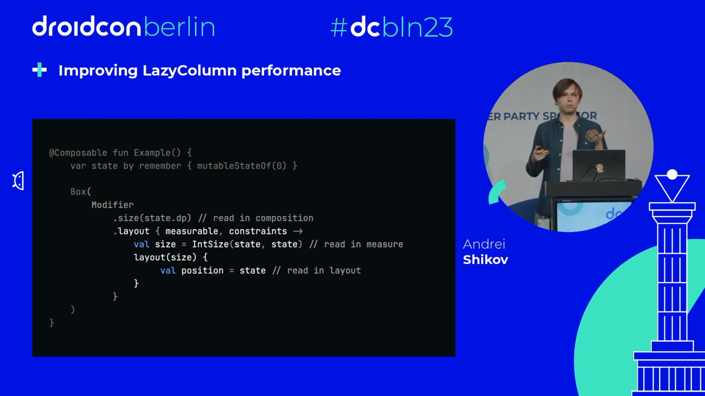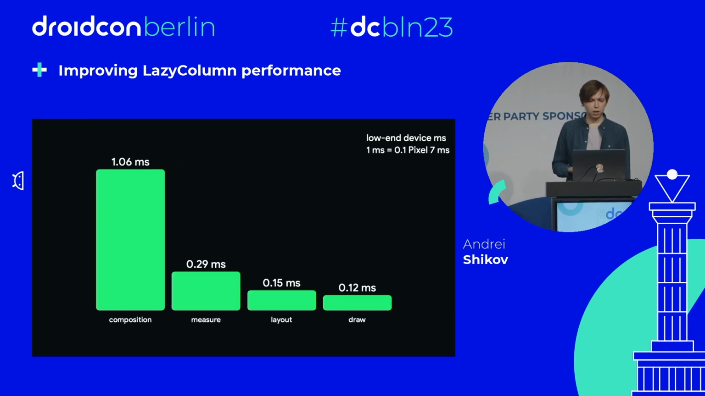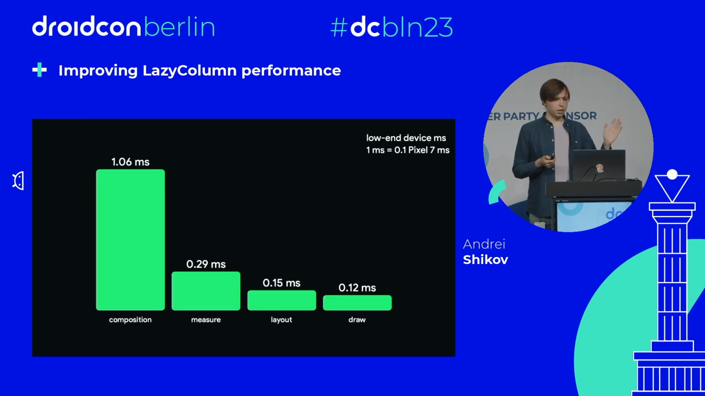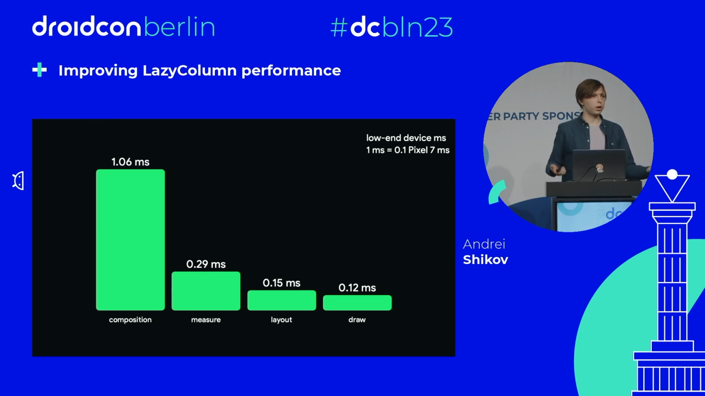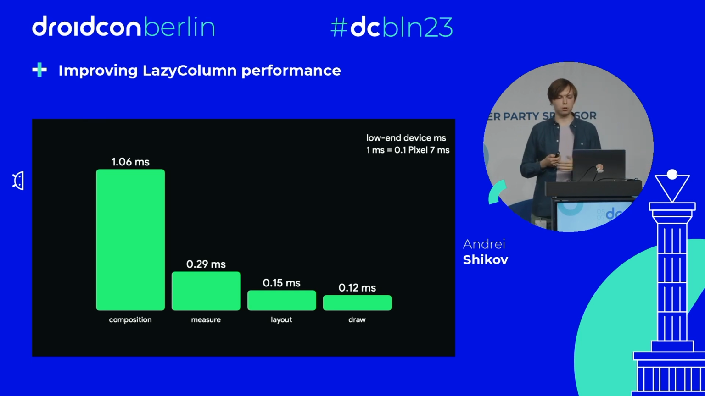And a similar thing happens with draw. If you use, for example, a background color modifier or something like that, and you specify the value in composition without the lambda modifier that we have there, it's going to do kind of the same. And I measured this on my low-end device. We usually try to measure the performance of Compose on really slow devices. This particular device is 10 times as slow as a Pixel 7.